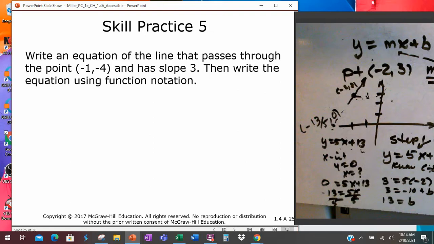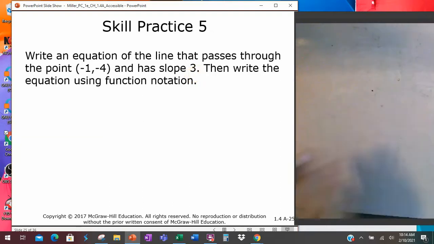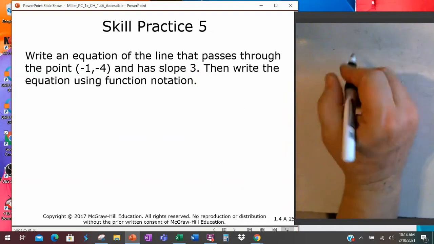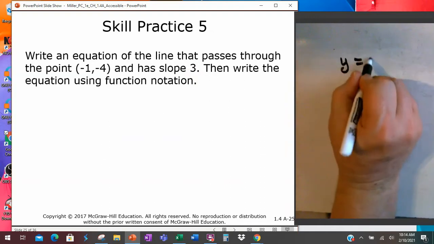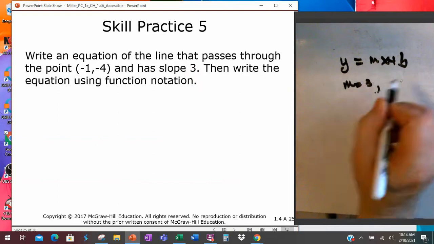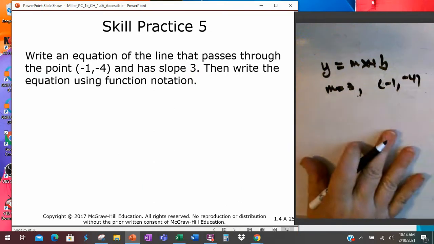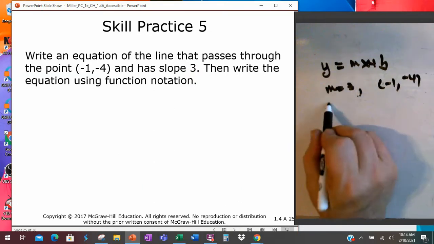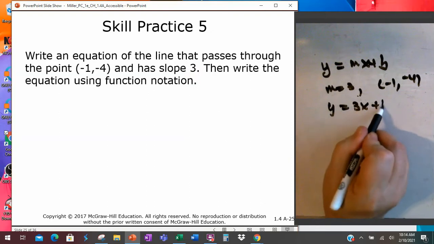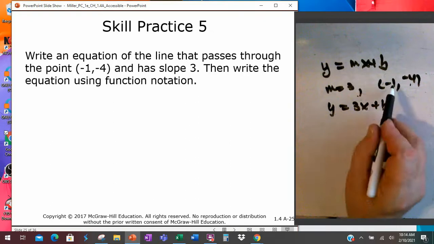Okay. So write an equation of the line that passes through the point and has slope equal to 3. I'll do the very same thing again. I'm not going to put it over the graph or anything, I'm just going to write it. So y is equal to mx plus b. I'm given m is equal to 3, and it passes through the point negative 1, negative 4. So my first step is to use this as my x and y. So this is my y, that's my x.